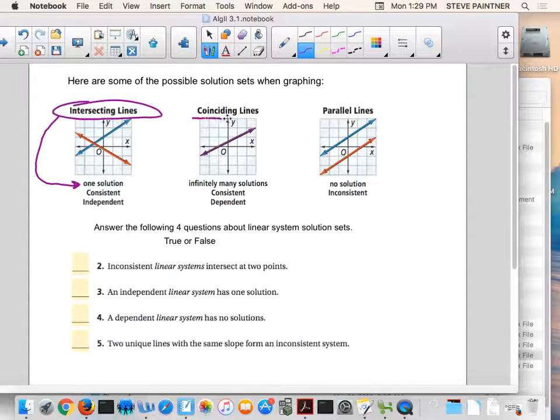You might graph a line and another line, and guess what? They lie on top of each other. They're known as coinciding lines. They just lie right on top of each other. So where do they touch? Everywhere. So how many answers are there? Infinitely many. It says right here, coinciding lines have so many answers, you just say infinitely many solutions. You have to say that.